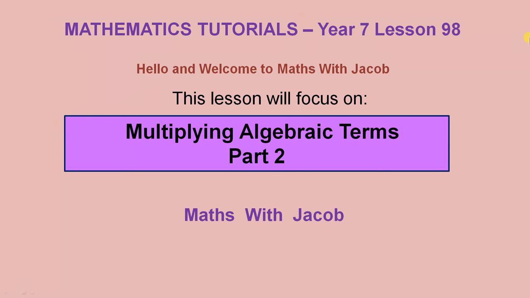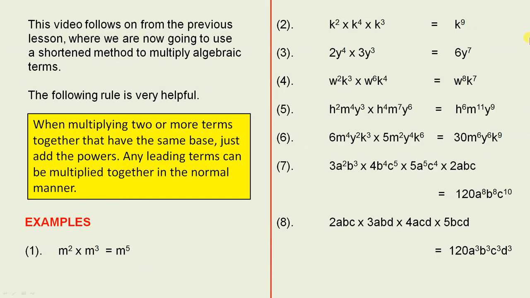This lesson will focus on multiplying algebraic terms, part 2. This video follows on from the previous lesson, where we are now going to use a shortened method to multiply algebraic terms. The following rule is very helpful. When multiplying two or more terms together that have the same base, just add the powers. Any leading terms can be multiplied together in the normal manner.